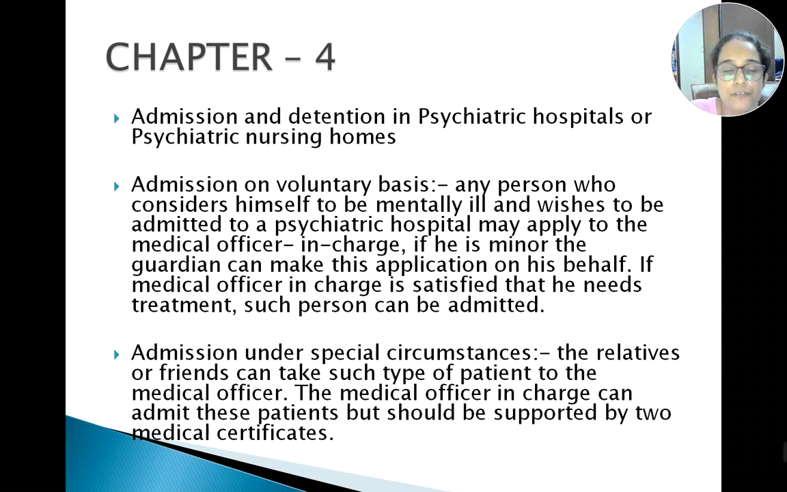For example, if a relative or friend of a patient brings the patient to your setting, first you have to report to the medical officer. They will inspect whether it's a genuine patient or not. If satisfied, they will discuss with another medical officer also. The 2 persons will justify it in papers, and then that person will be admitted to that particular hospital. That is the second type of admission, admission under special circumstances.